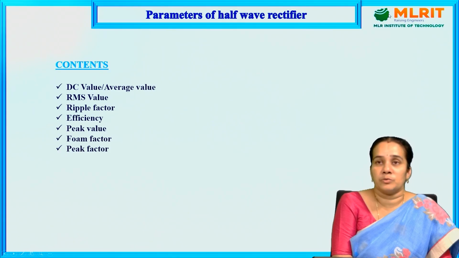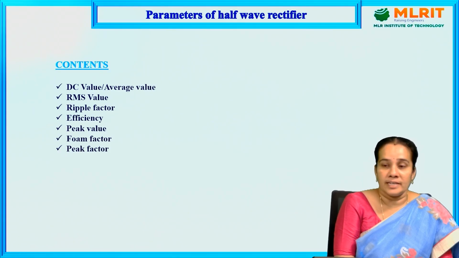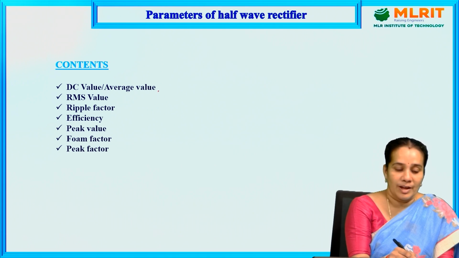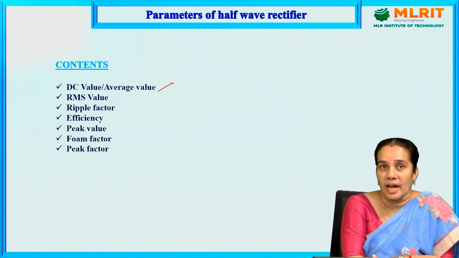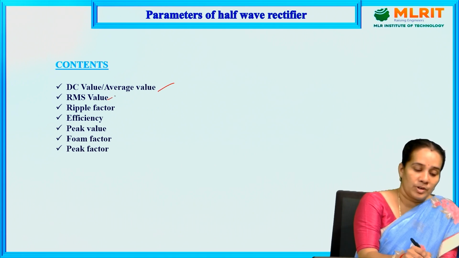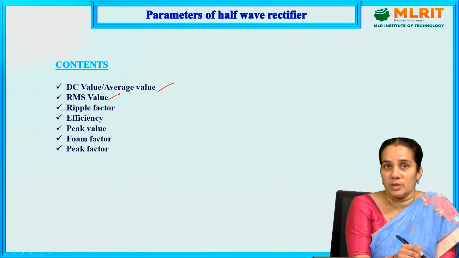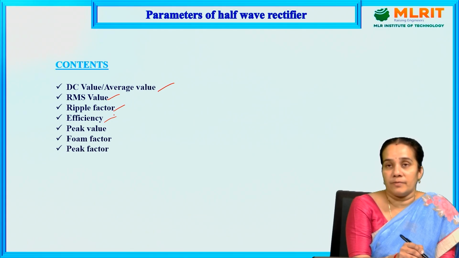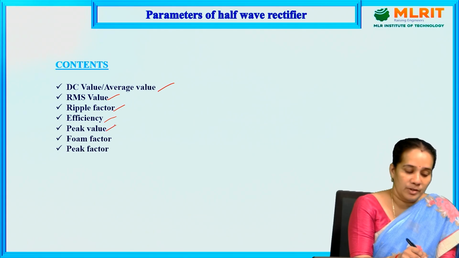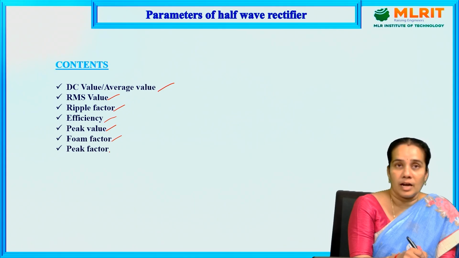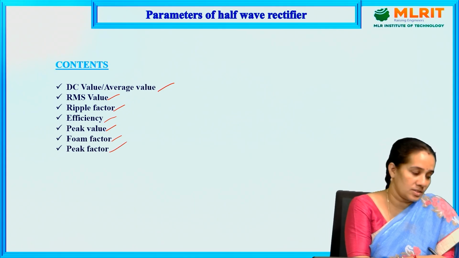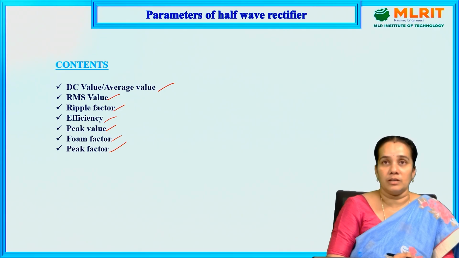The contents of today's session are these parameters: the DC value or average value, then the RMS value, root mean square value, the third one is ripple factor, and the efficiency. We have to calculate the efficiency of the rectifier, peak value, form factor and peak factor. All these topics will be discussed in today's session. So now we enter into today's session.